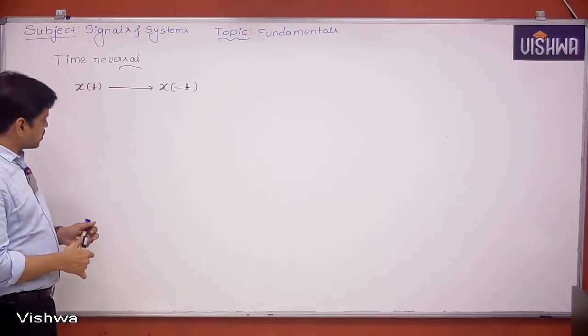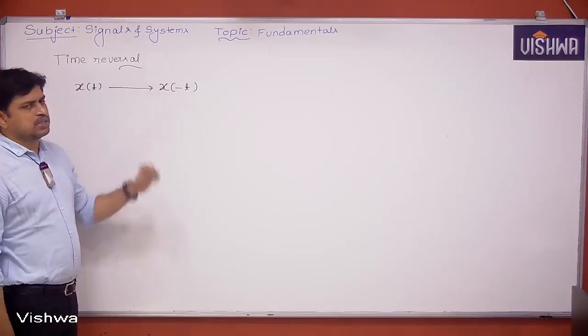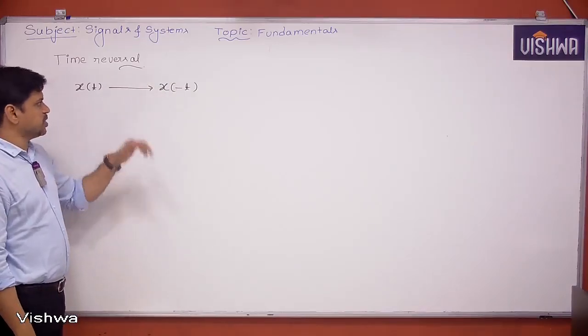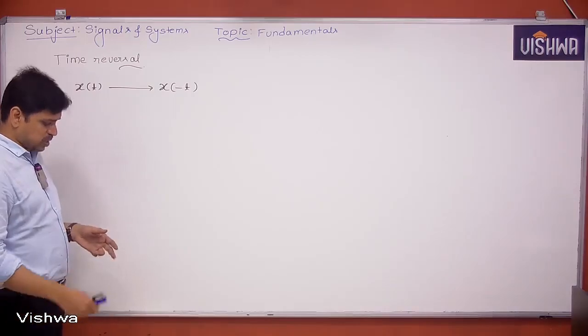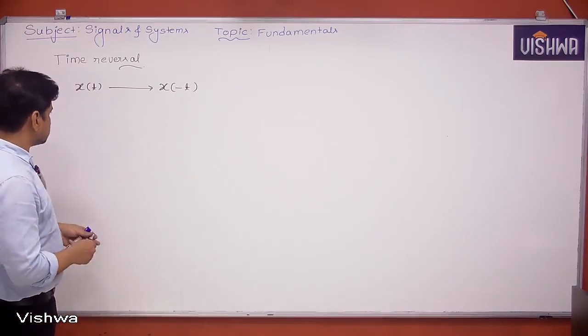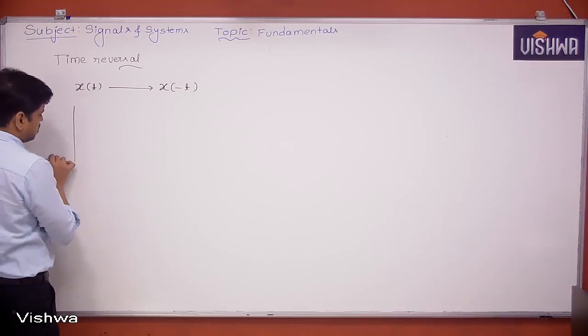In time reversal, what are the changes in function? t has to be replaced with minus t. Those are the changes we have to make in the function. Then graphically, what are the changes we can see? Let's say, again, I am taking the same example.